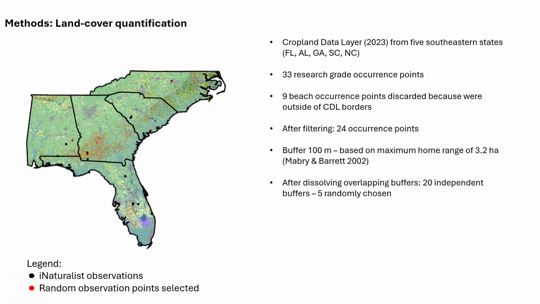populations. For the remaining records, I defined a buffer around each point based on the largest reported home range of the Oldfield mouse, about 3.2 hectares, which corresponds to a radius of roughly 100 meters. With that buffer size, I used the Dissolve tool in ArcGIS Pro to merge overlapping areas and ended up with 20 independent buffers. From this set, I randomly selected 5 buffers where I will summarize the landscape metrics.